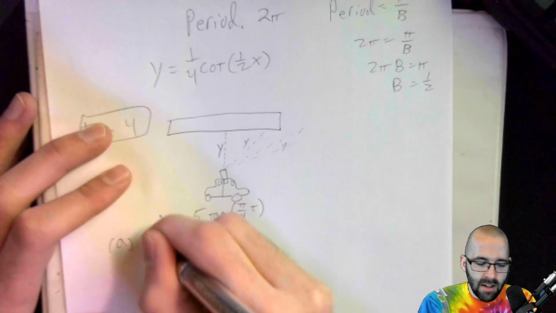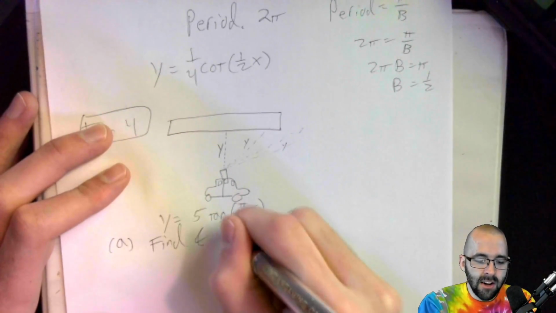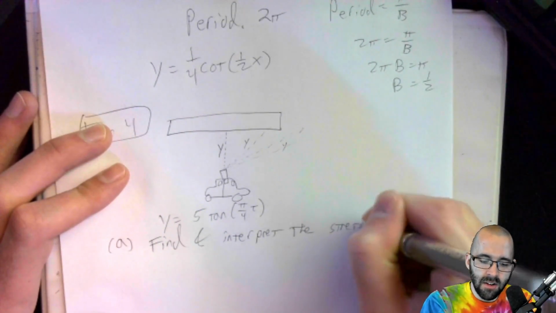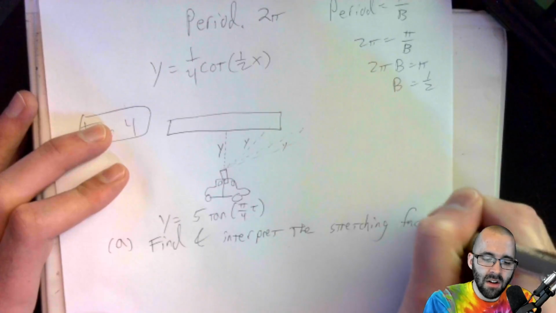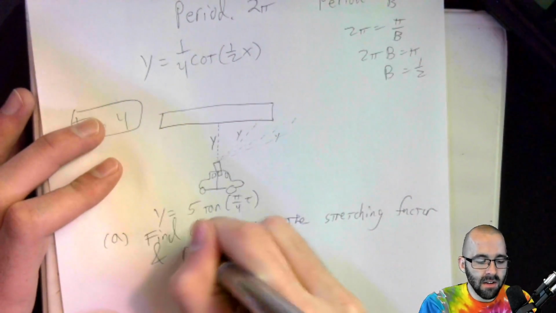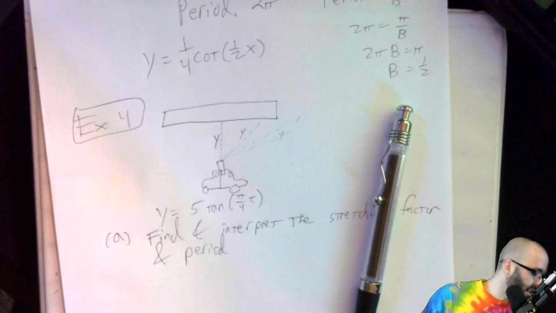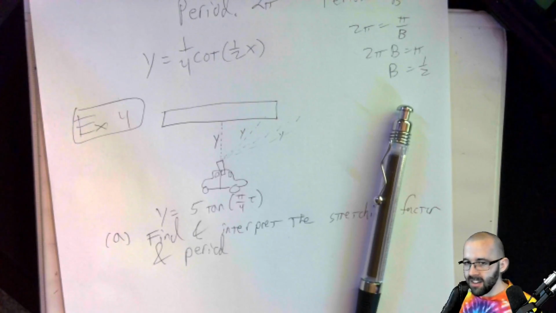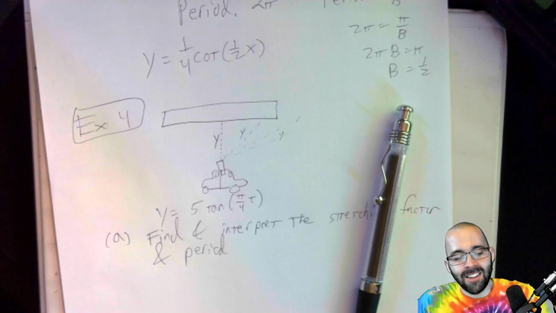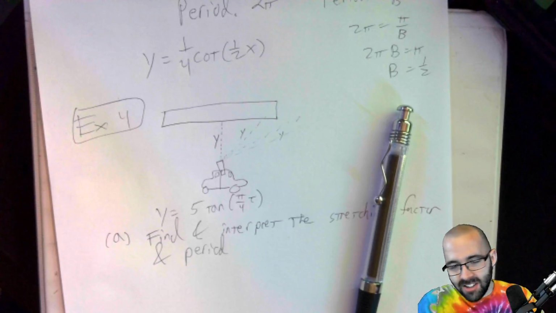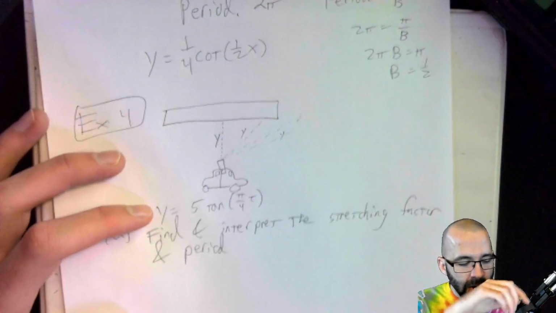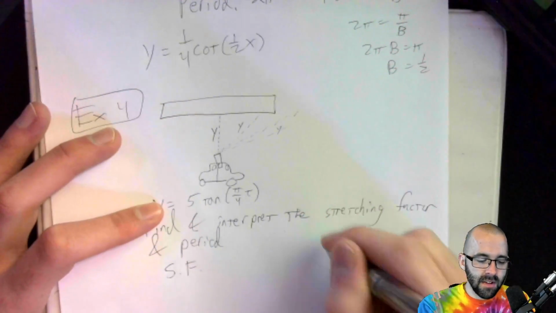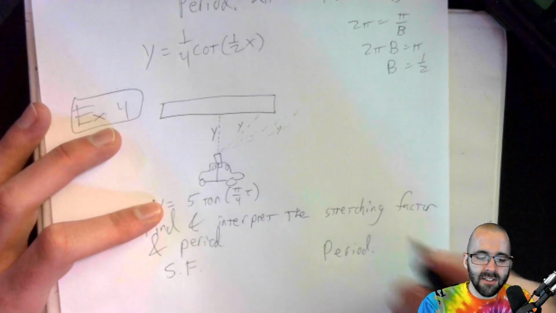So part A is going to be find and interpret the stretching factor and the period. So finding these is not hard here. All of you can find these. The more tricky part is going to be interpreting them in context of the equation. So let's start with the period. Well, let's do both. Period is usually a little easier to start with.